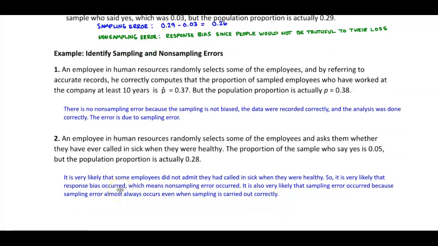An employee in human resources randomly selects some of the employees and asks them whether they have ever called in sick when they were healthy. The proportion of the sample who say yes is 0.05, but the population proportion is actually 0.28. It is very likely that some employees did not admit they had called in sick when they were healthy. So it is very likely that response bias occurred, which means non-sampling error occurred. It is also very likely that sampling error occurred because sampling error almost always occurs even when sampling is carried out correctly.